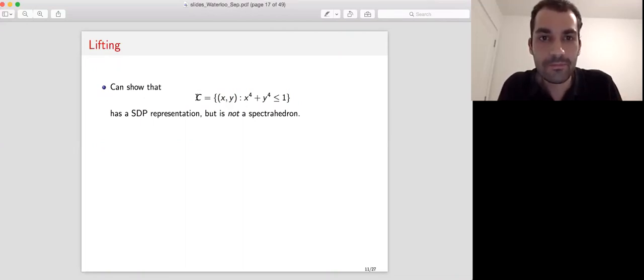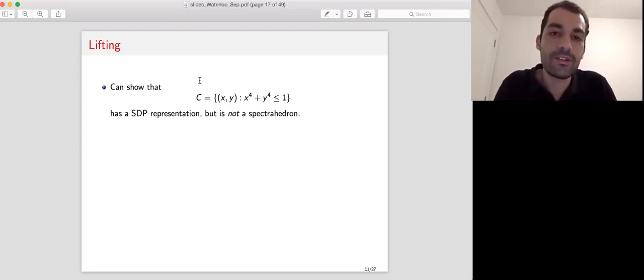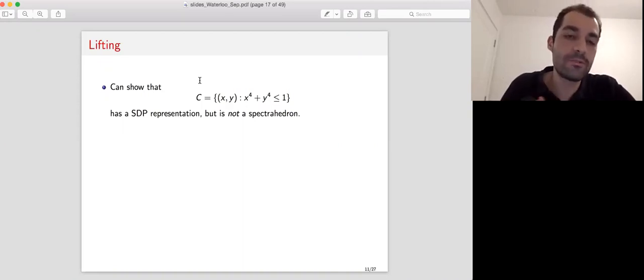So if you just take the L4 ball, the unit ball of the L4 norm, so just the set of (x,y) such that x to the 4 plus y to the 4 is less than 1. That's a very nice convex set. It has an SDP representation, so you can write it as the projection of some S, and S is defined using an LMI and so on. But you can show it's not a spectrahedron, meaning that I cannot write it as the solution set of a linear matrix inequality. What I mean by this is that I really need the projection step.